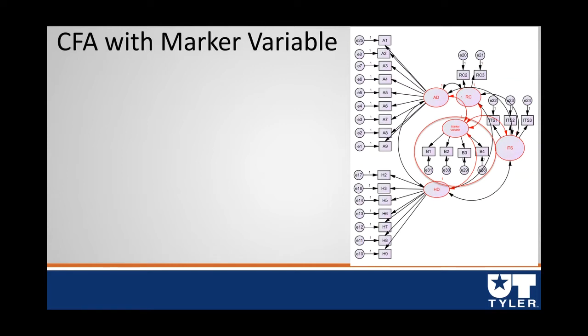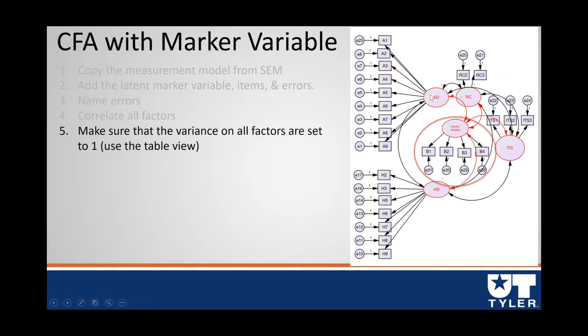So your CFA marker variable technique is going to begin with the measurement model from your SEM. If you respecified your measurement model, that is the model you're going to want to begin with. You're going to add your latent marker variable items and errors, which I've circled for you here in red, and make sure that you name your errors. You're going to correlate your factors. Your substantive factors were already correlated from your measurement model. So what you're going to do is correlate your marker variable to your substantive variables, which I have highlighted in red for you. And make sure that the variances on all factors are set to 1. All factors meaning your marker variable as well as your substantive variables.